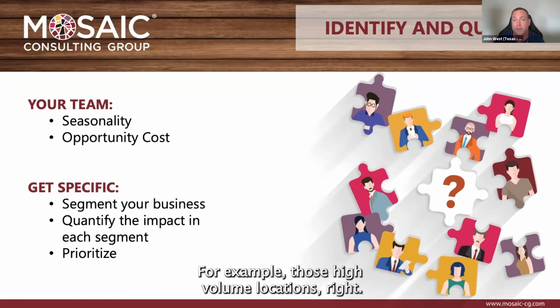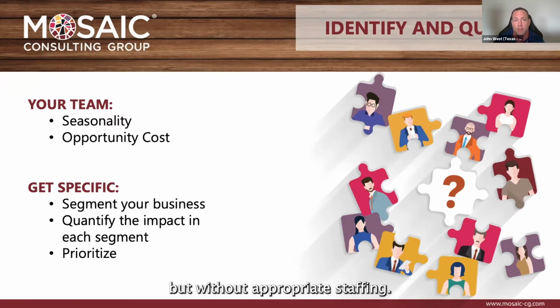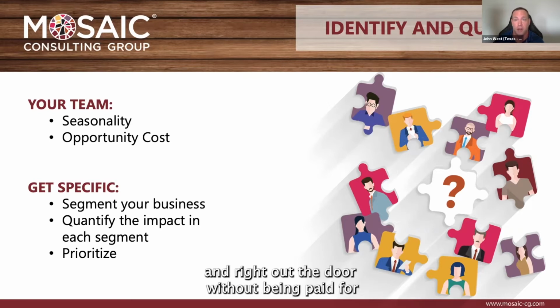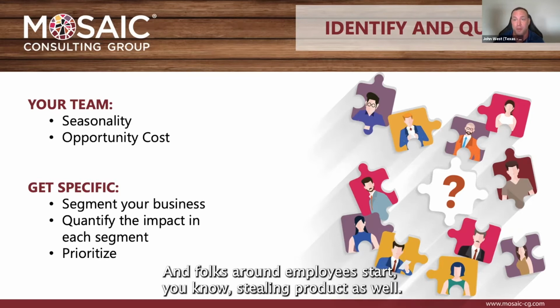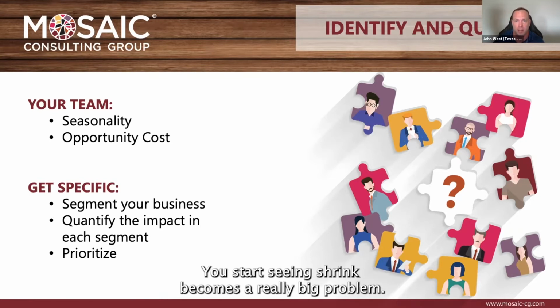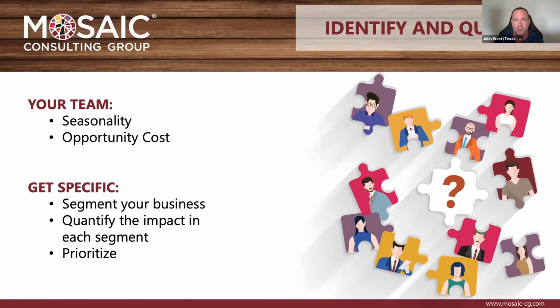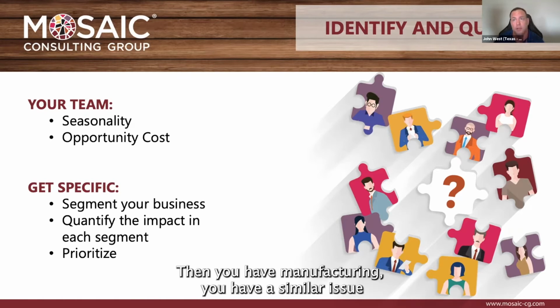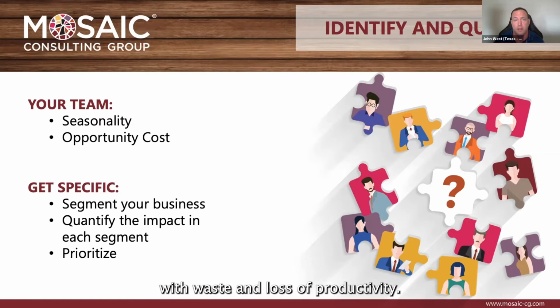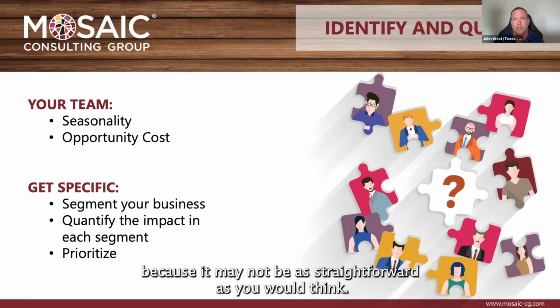For example, those high volume locations, right? Maybe they are doing okay from a revenue standpoint, but without appropriate staffing, product is starting to walk off the shelves, right out the door without being paid for. Or with less supervision and folks around, employees start stealing product as well. You start seeing shrink becomes a really big problem. Then you have manufacturing. They have a similar issue with waste and loss of productivity. So this may be really interesting because it may not be as straightforward as you would think.